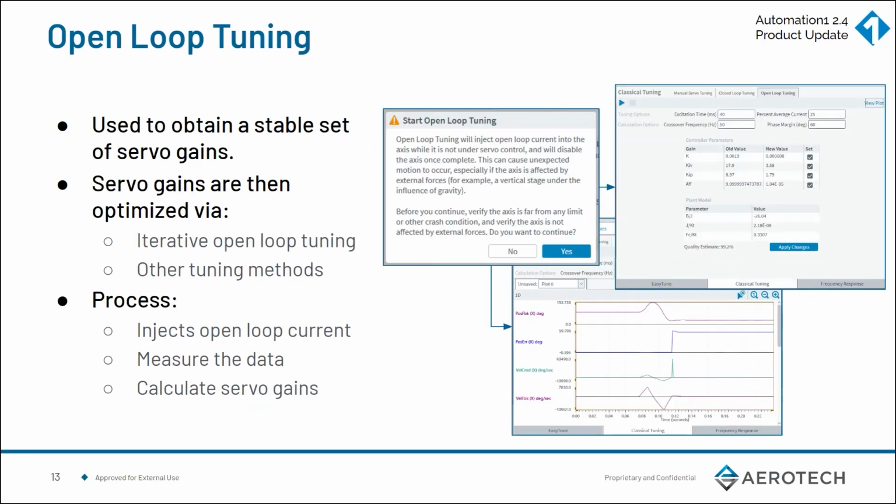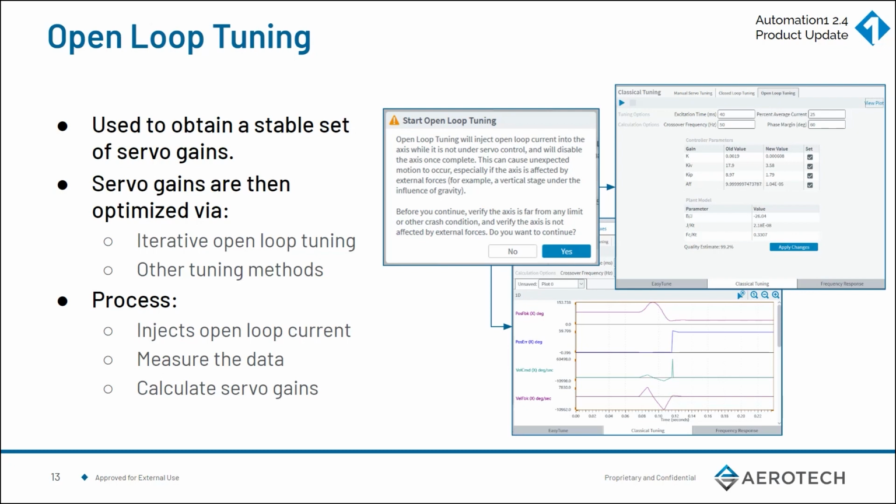A new tool called Open Loop Tuning has been added. Most people won't need this, but it's available. And the reason that it's there is to obtain a stable set of servo gains. This is like the "I'm lost in the woods and I need to find where the path is, getting yourself out of trouble" tool. The servo gains are optimized via an iterative open loop tuning process, or you can actually, after doing open loop tuning once, jump into other tuning methods, okay?